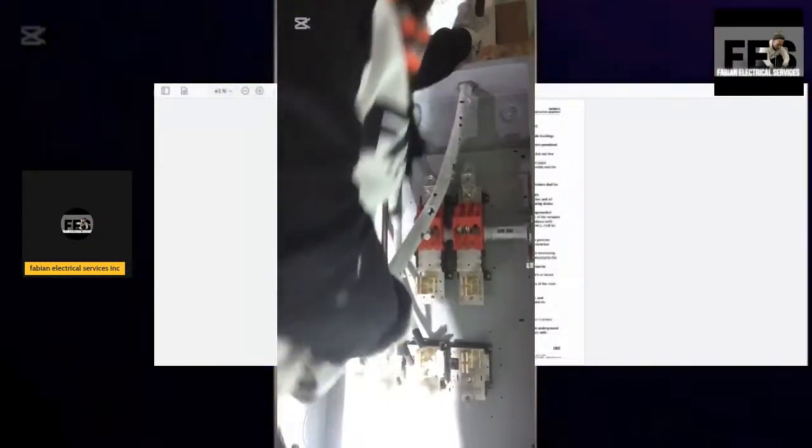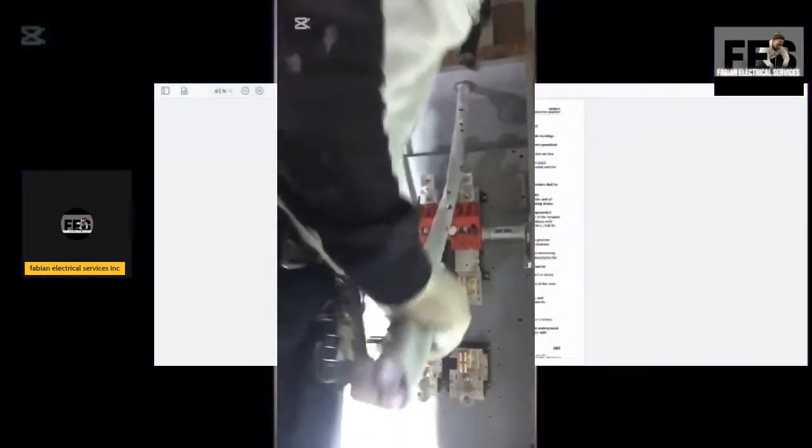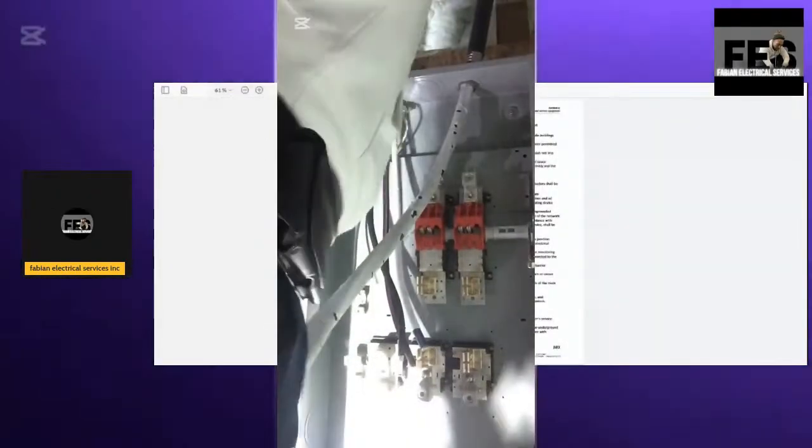Again, the cable, the electrical conduit that I'm using is going to be the AC conductor.